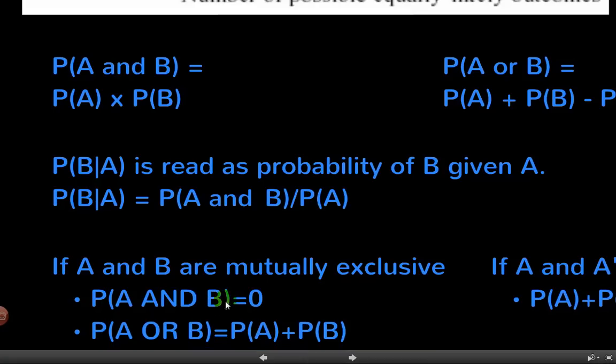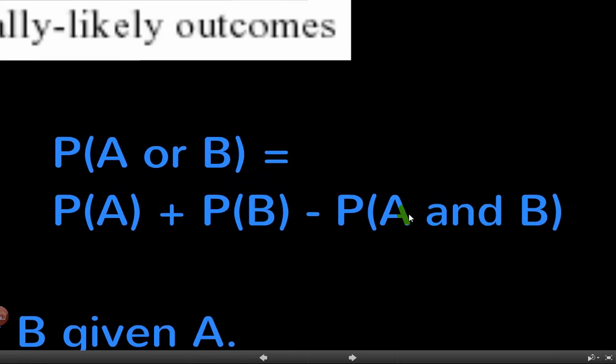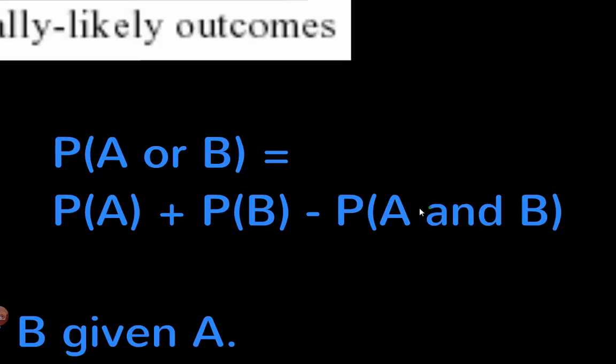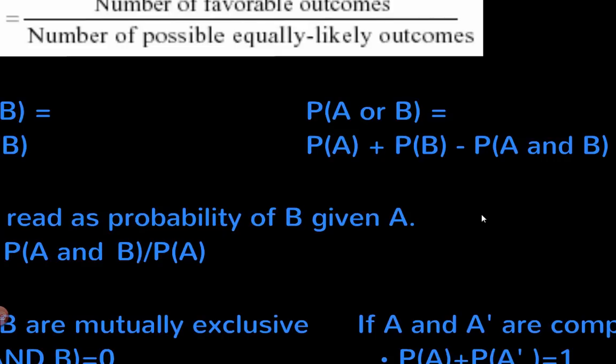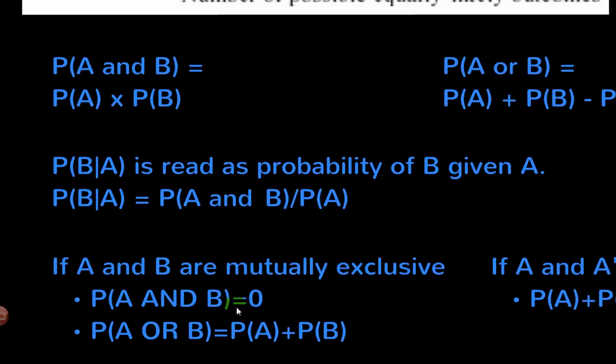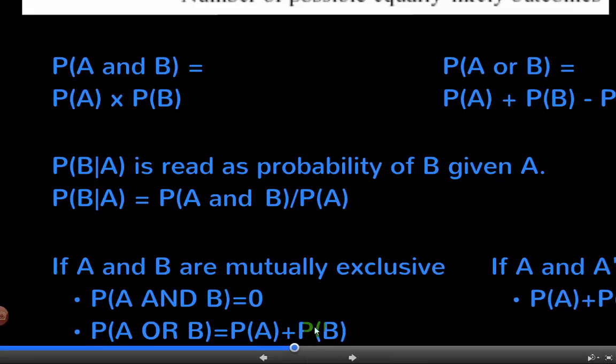And then when we find the probability of A or B occurring, it's just the probability of A plus the probability of B, because this is 0. And here we had the probability of A, and we have to subtract off the probability of A and B. Well, if A and B is 0, we can drop that piece off. So this is the probability of A plus the probability of B minus 0. Makes sense.